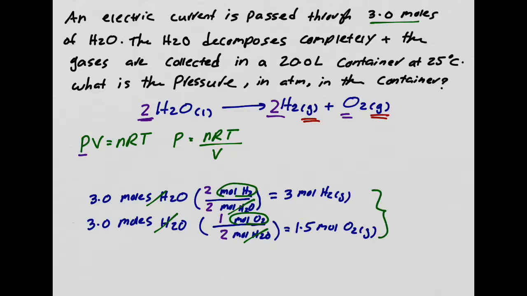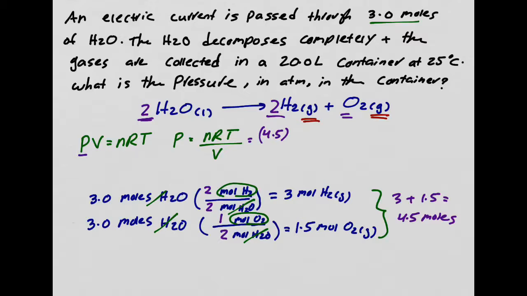Okay, now here's the thing about this problem. When water breaks down, it forms 2 gases. If I'm trying to figure out the pressure of the container, it includes both gases, because the entire container has H2 gas and O2 gas that is formed. So for moles, I would have to add these two together. 3 plus 1.5, so I get 4.5 moles of gases. So I'm going to put 4.5 for N.